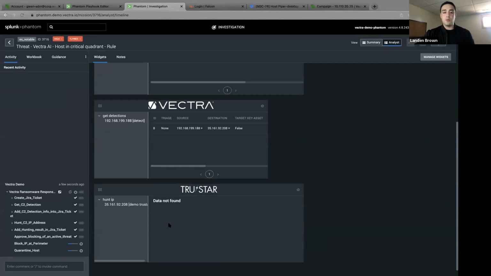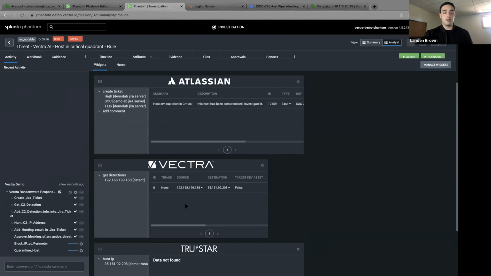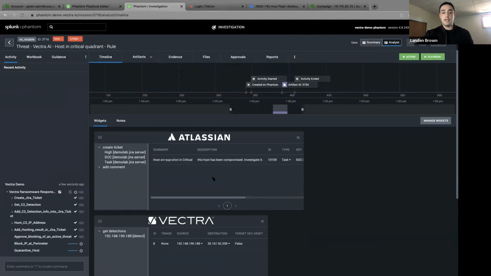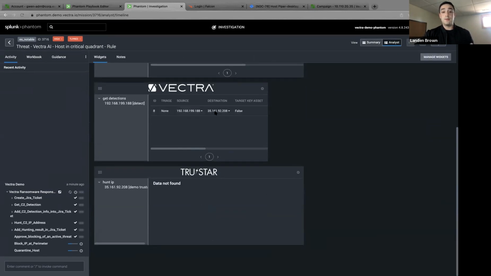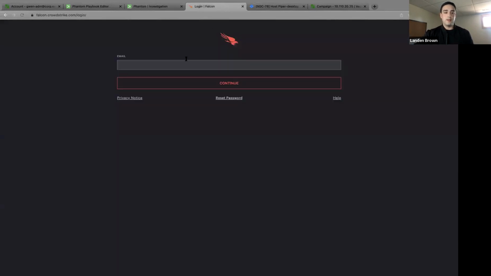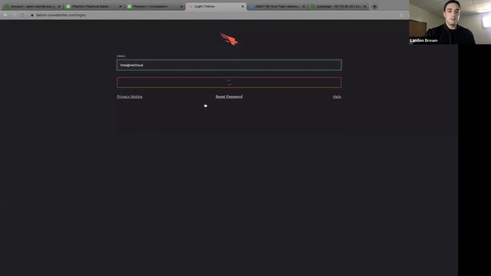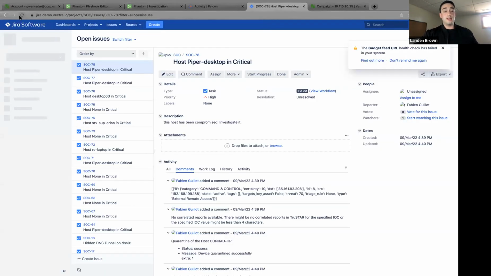And within seconds, what we find is that there's no data found within TrueStar, meaning that this is a net new zero-day IP address here. The next thing that we see is that the Jira ticket has been created here. The blocking of the IP in the perimeter is being conducted right now as we speak. And so we can verify some of this if we log into our actual CrowdStrike instance here. And also log into Jira to see the associated ticket.